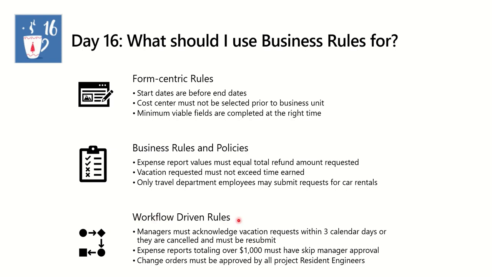The third category is workflow-driven rules. Workflow-driven rules are rules that provoke a follow-up, right? For instance, there are 3 examples here. Managers must acknowledge vacation requests within 3 calendar days or they are canceled and must be resubmitted. These are also rules that the business decides on. Secondly, expense reports totaling over 1,000 must have skip manager approval. And then change orders must be approved by all project resident engineers.